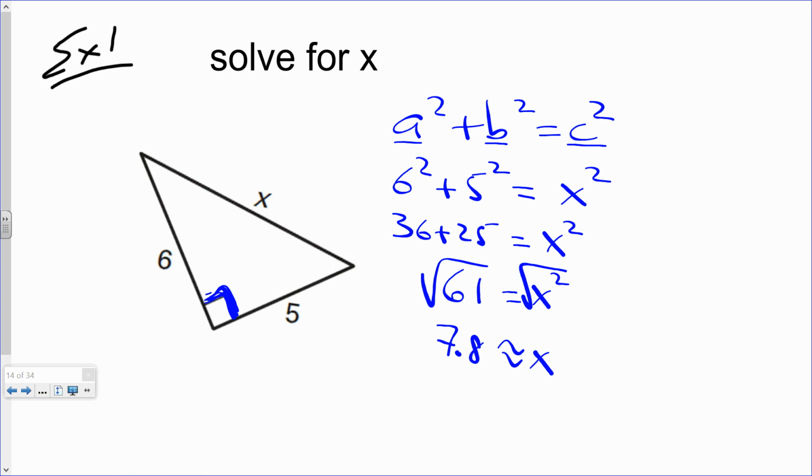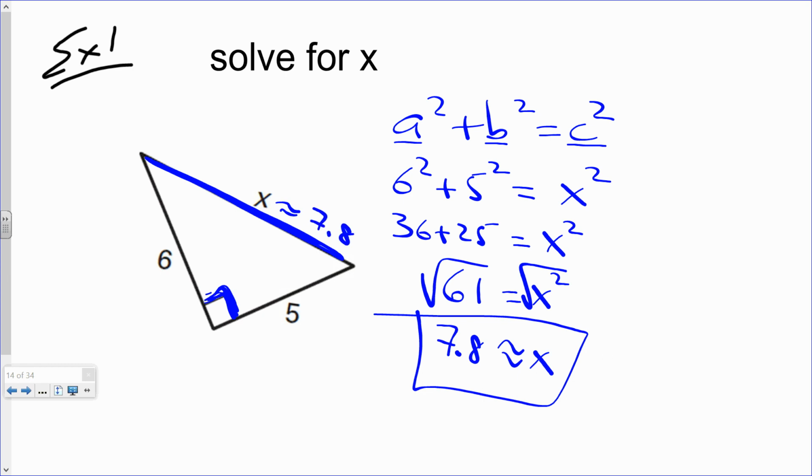So we solve for x using the Pythagorean theorem. This hypotenuse ended up being approximately 7.8. This is the approximate symbol. About 7.8.